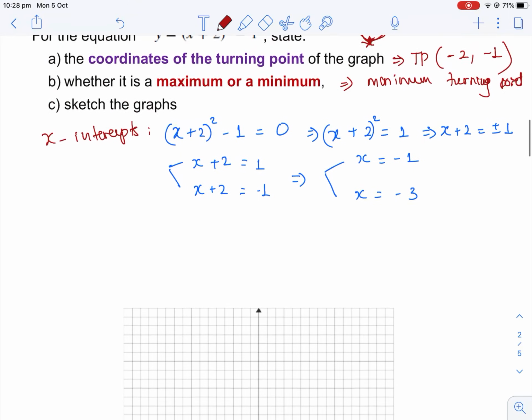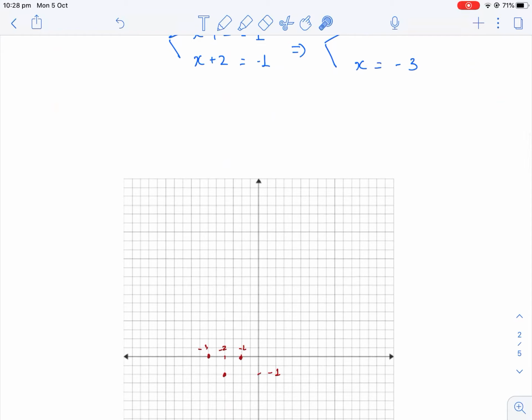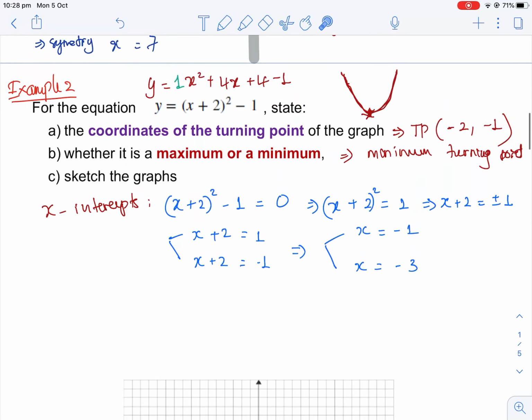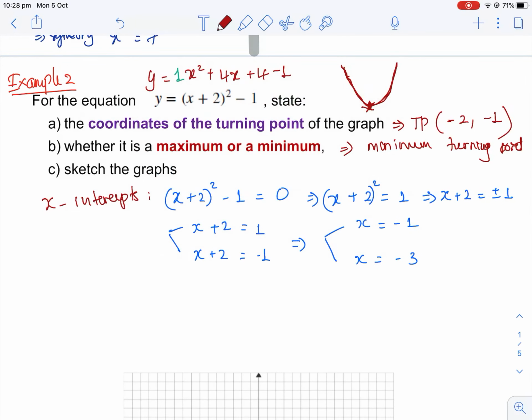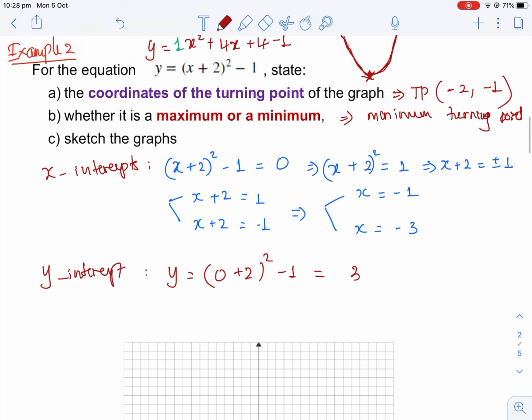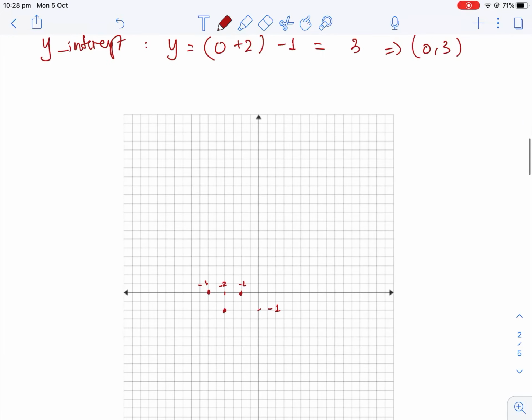Now we have to identify the y-intercept, because your shape can be like this, or maybe it can be like this. So we have to identify whether we have the y-intercept or not. The y-intercept is when x equals 0. So we substitute x equals 0: y equals 0 plus 2 squared, take away 1. So it equals 4 take away 1, which is 3. So the y-intercept is (0, 3).